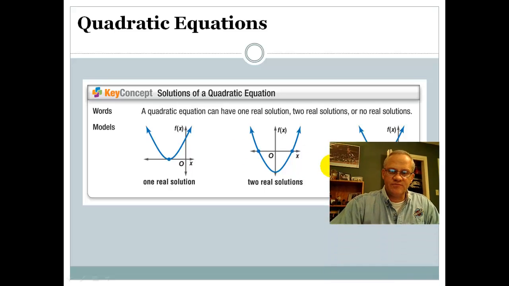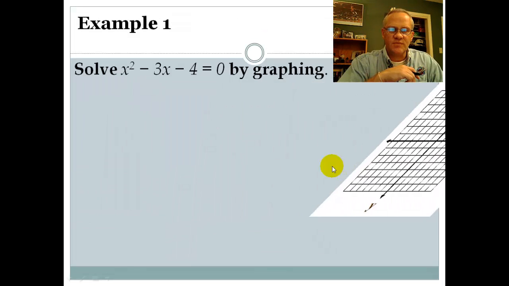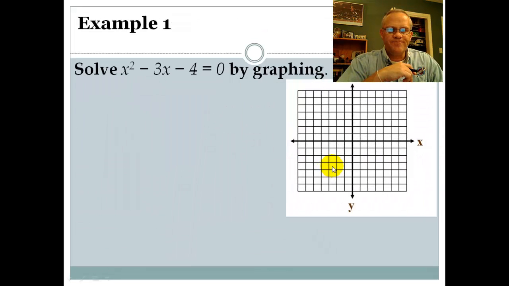So let's go ahead and take a look at some of these. Alright, example number 1. Here is our equation, x squared minus 3x minus 4 equals 0. Remember a couple of things that we learned before. First of all, this negative 4 here is your y-intercept. So we know already we could go 1, 2, 3, 4. We can put a dot right there.